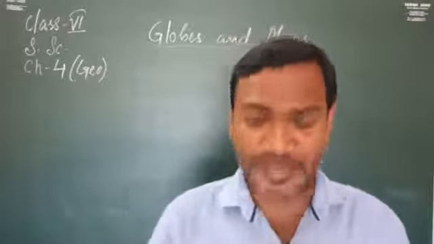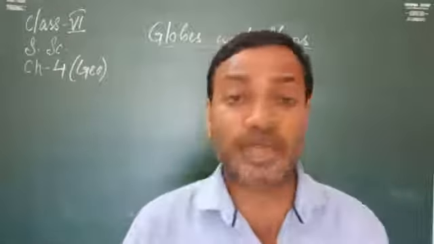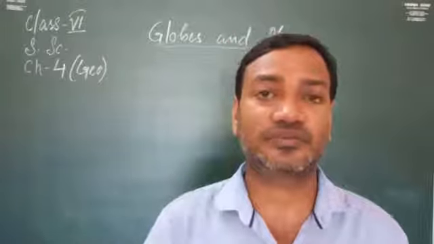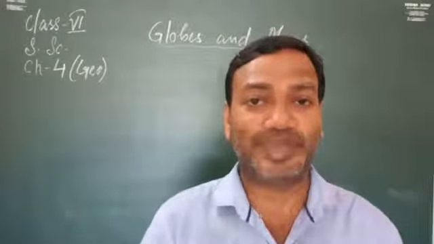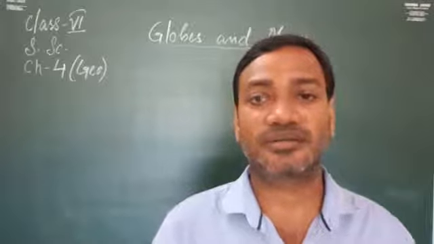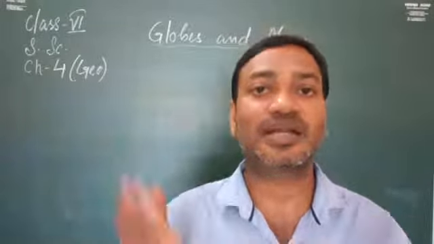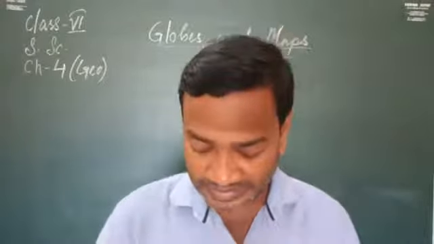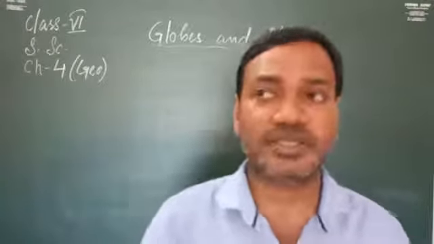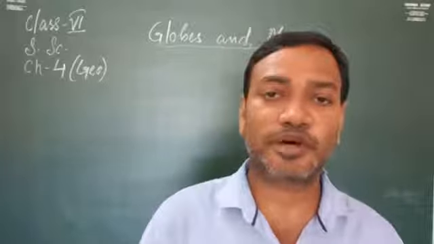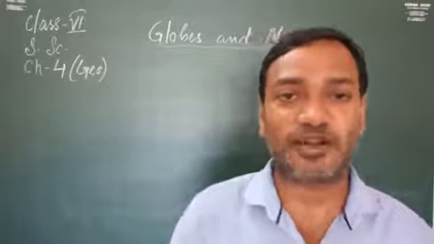Then a globe cannot be made for a part of the earth. We cannot divide it. We cannot make a globe for a state or a district. It is the earth as a whole. Details of the geographic features, that means landforms, seas, rivers, oceans, mountains, plains, cannot be shown here.